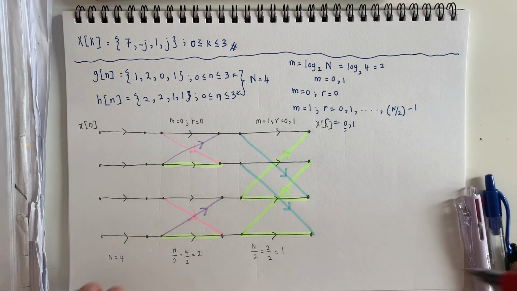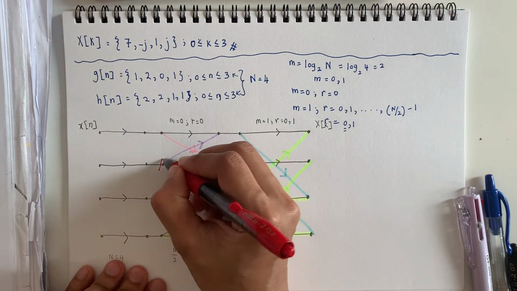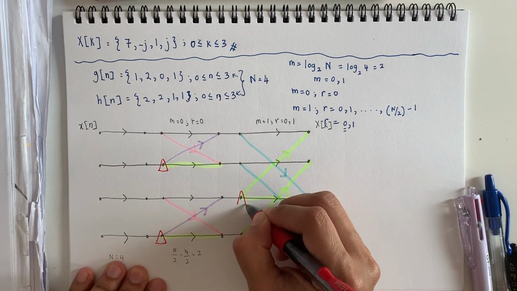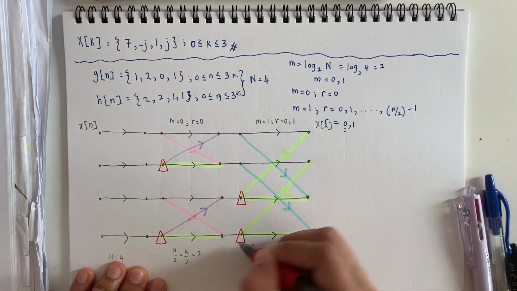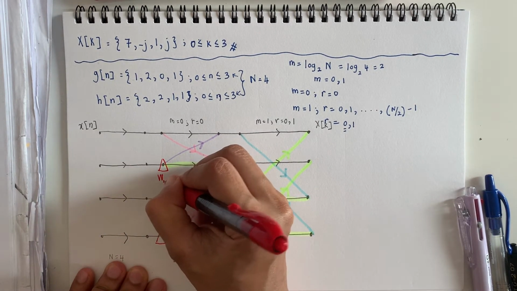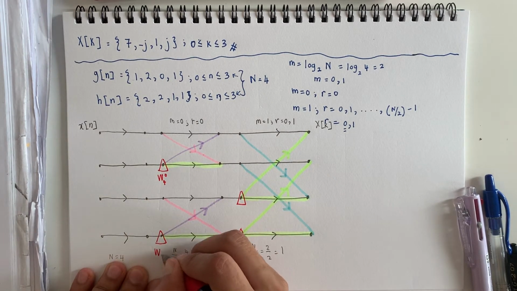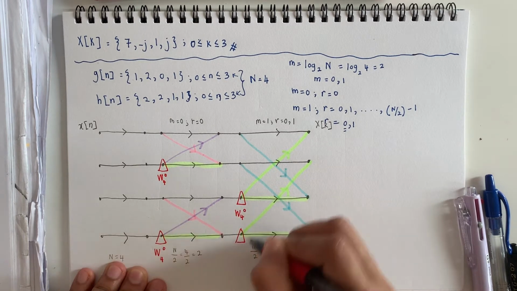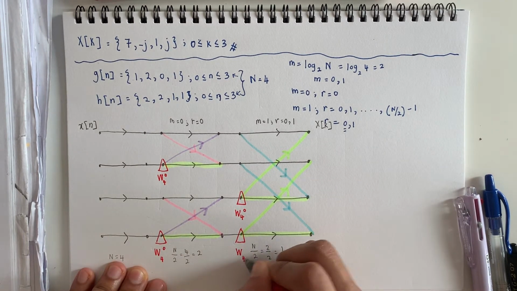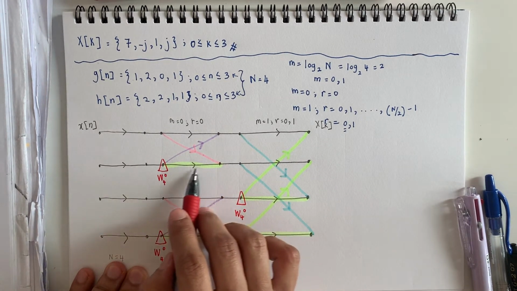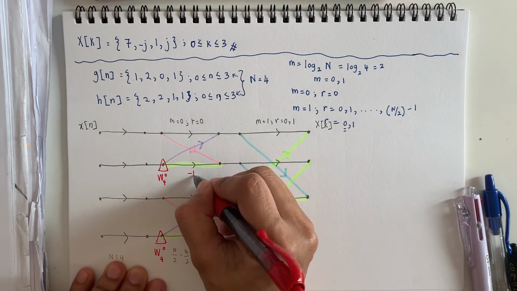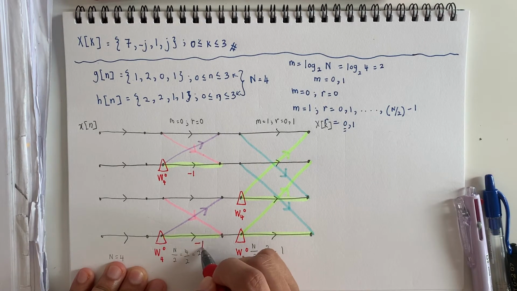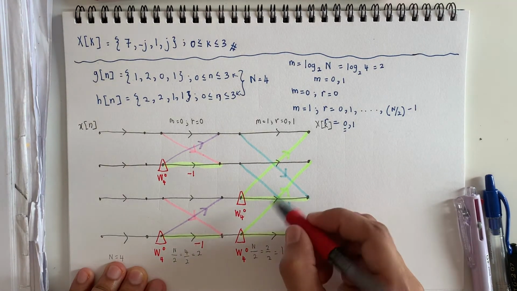Basically, we have our weight here, and here also our weight. So we have W4^0, W4^0. Here we have W4^0, and here is W4^1. So the horizontal lines that connect to the weight, the value is -1.